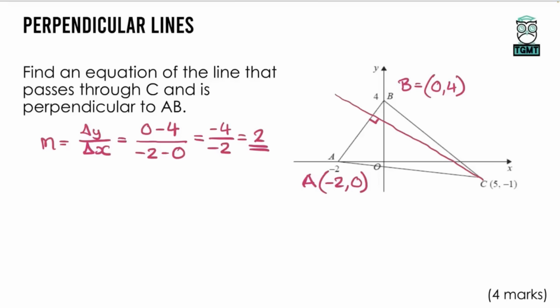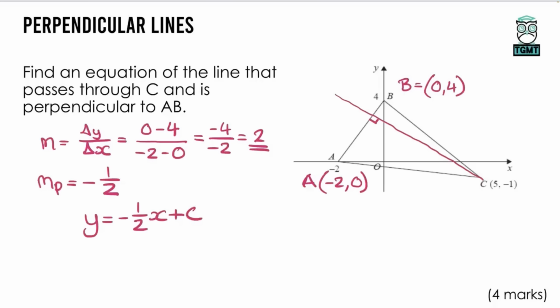If we want the perpendicular gradient, we have to do the negative reciprocal. So the negative reciprocal, we change the sign in front of that gradient so it becomes negative as it was +2, and then we do the reciprocal. The reciprocal of 2 is 1 over 2. So our perpendicular gradient for that perpendicular line is -1/2. So we know what our equation is going to look like. It's going to be y equals -1/2 x plus c.